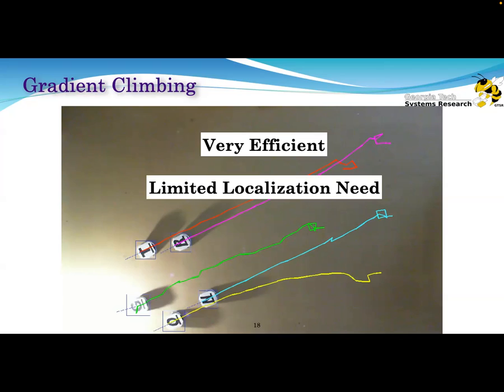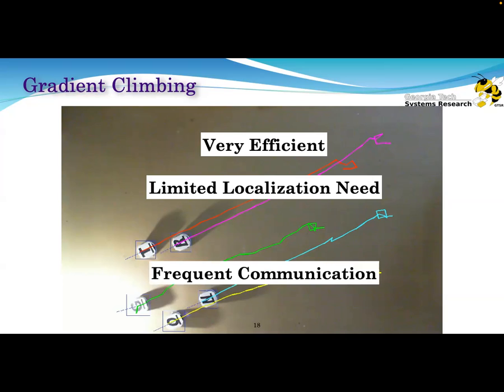It only requires limited localization because all we care about is our relative location instead of the global location. So these are good things. But the constraint is that it requires frequent communication among the robots to share their measurements. As we just said, communication underwater is not easy, right? If you have a strategy that requires frequent communication, it may not be a problem for robots on land or flying robots, but it's going to be a big problem for underwater robots.